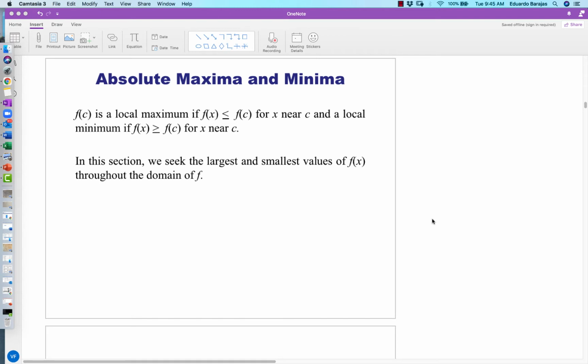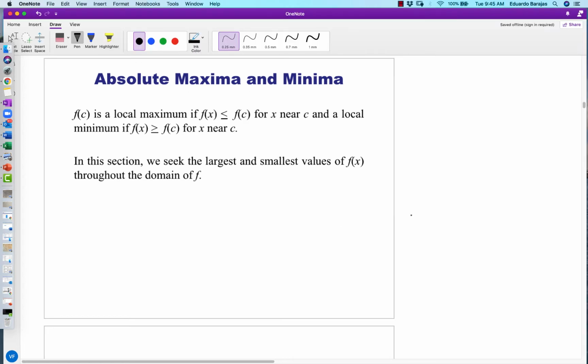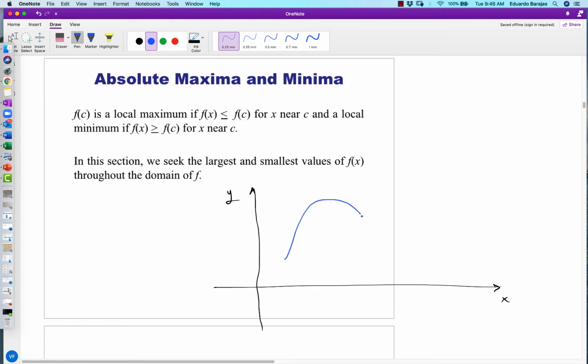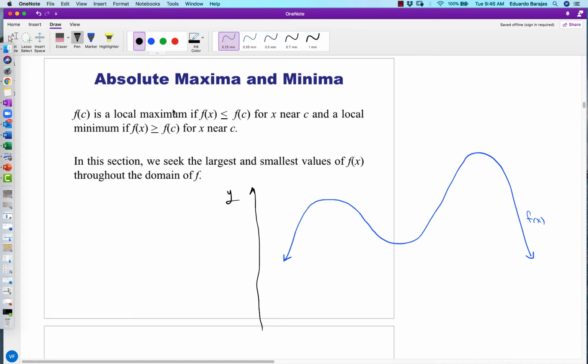So let me put down a little picture to express this definition of a local maximum or local minimum. For example, let's say that we have a graph that looks like this. Actually, let me erase this part here and make this even bigger. Okay, so we would say that a local maximum is going to be something that looks like this point right here, and it's king of the hill near it.